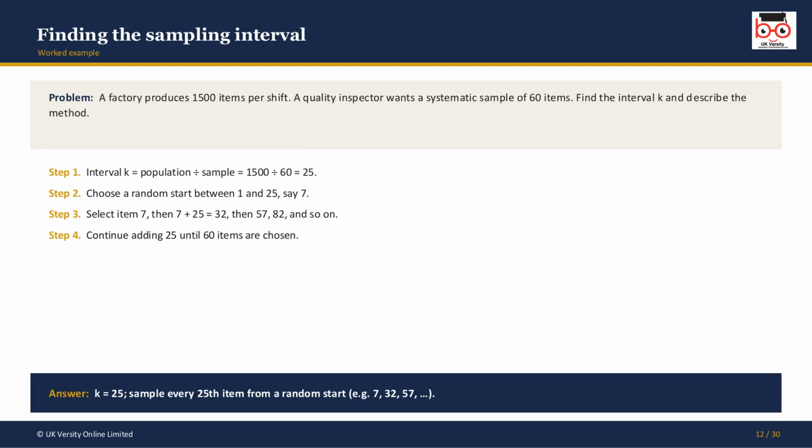Let's find an interval. A factory makes 1,500 items a shift, and an inspector wants a systematic sample of 60. The interval k is the population over the sample, 1,500 divided by 60, which is 25. You then pick a random start between 1 and 25, say 7, and select item 7, then 32, then 57, then 82, adding 25 each time until you've got all 60.